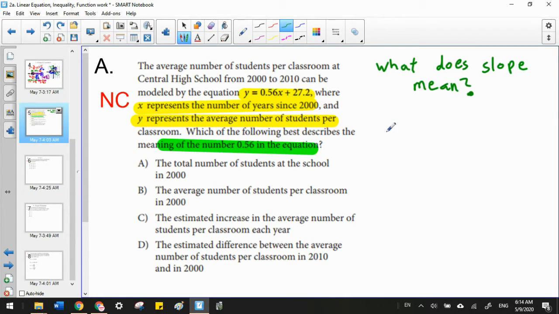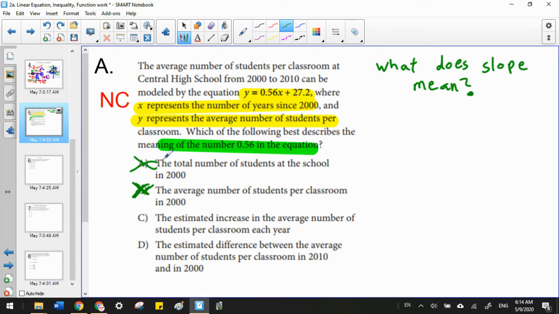And in a problem like this, we can work off the answers and see what kind of silly answers they have and then knock those out and then work off the best one. But if you have a very good grasp of the vocab in a linear equation and how each component functions, it does give you a big leg up. For example, I can see really, really easily that the total number of students at the school in 2000 is 0.56, is a goofy, silly answer. The average number of students per classroom in 2000 is 0.56, is also a goofy answer.